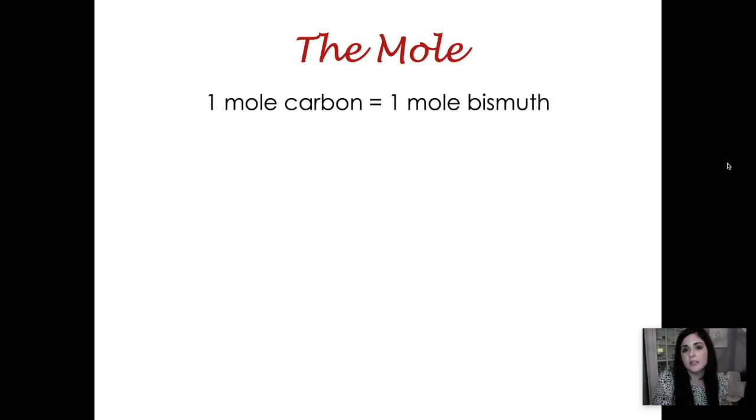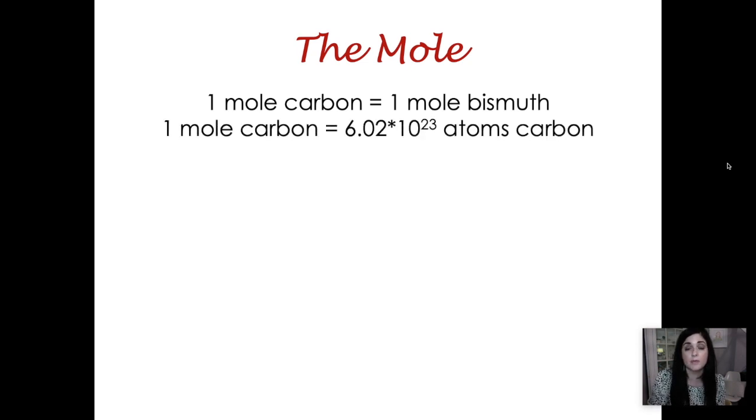So let's consider this. I have 1 mole of the element carbon, and I have 1 mole of the element bismuth, two of my favorite elements. Again, 1 mole is just representing the quantity of something. Because atoms are so small, we have to have a huge number to represent that.